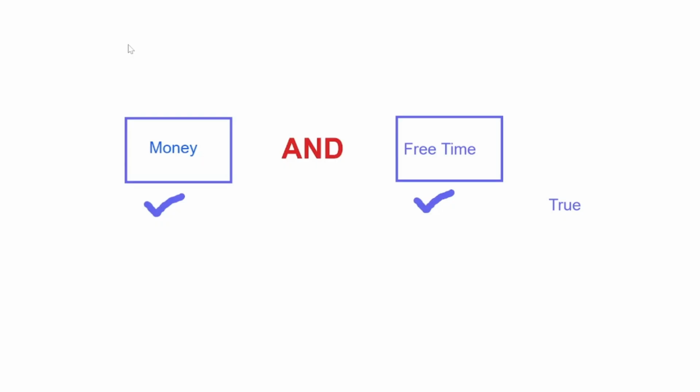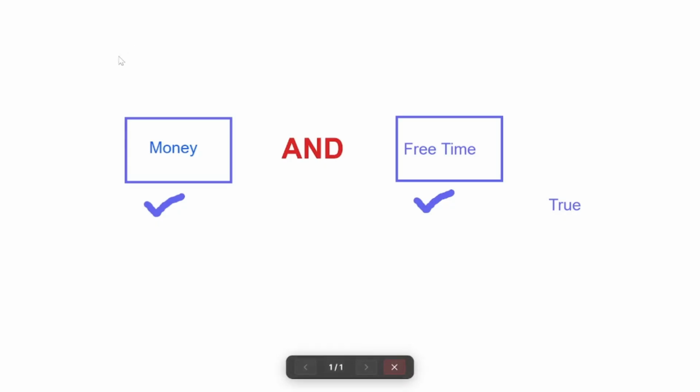So, the first logical operator is and. And is used to combine two conditions. If both the conditions are true, then only the end result will be true. If any one of the conditions is false, then the result will be false.